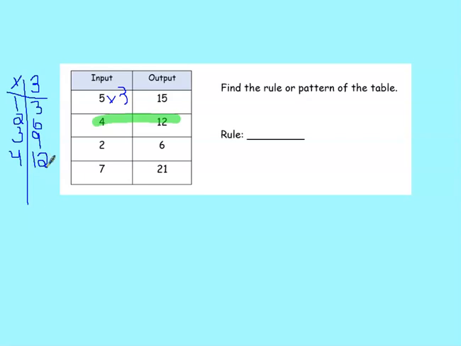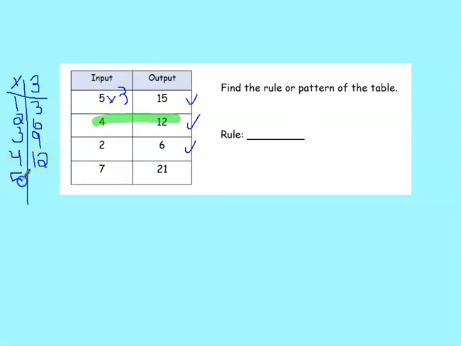So we know that 2 times 3 is 6, so that works as well, doesn't it? So that's working, this one's working, and this one is working. So the next one on our table is 7. So you notice, boys and girls, your input does not always go in order, does it? It doesn't go in counting order of your numbers.